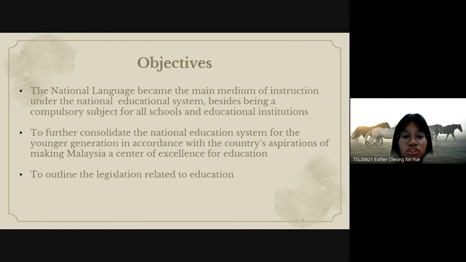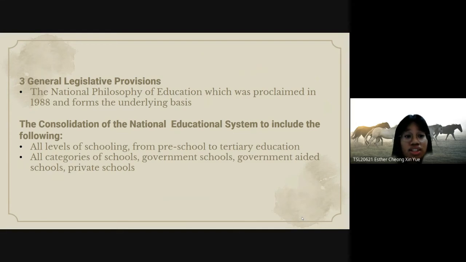To outline the legislation related to education. So there are three general legislative provisions, which is the National Philosophy of Education, which was proclaimed in 1988 and forms the underlying basis. The consolidation of the national education system to include the following: all levels of schooling from preschool to tertiary education, and all categories of schools, government aided schools, and private schools.